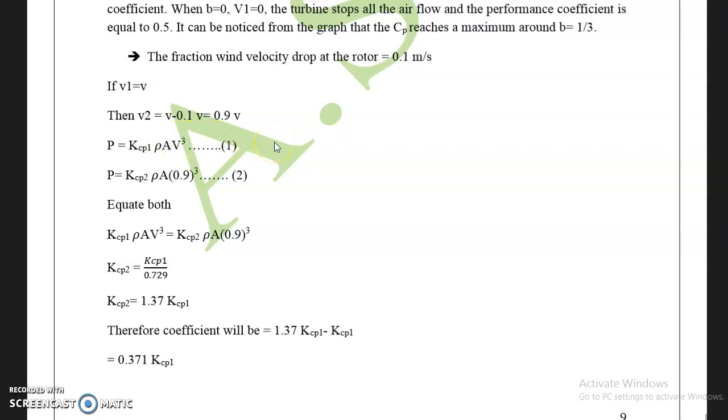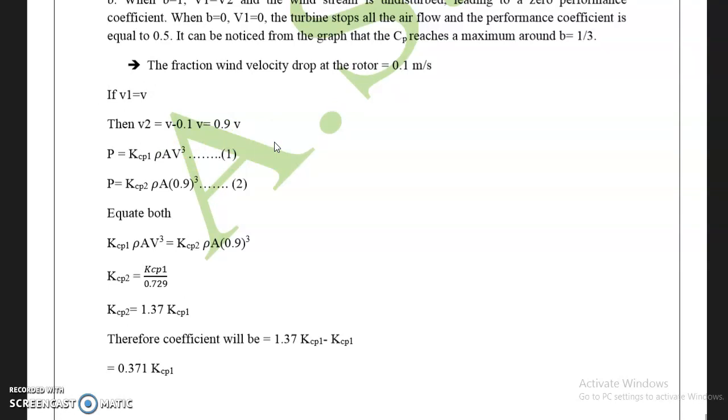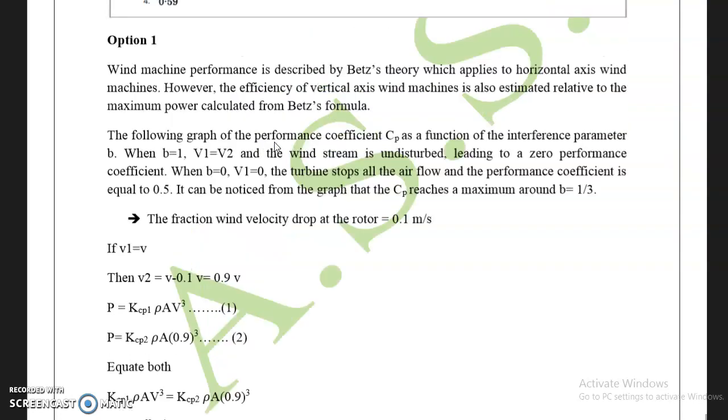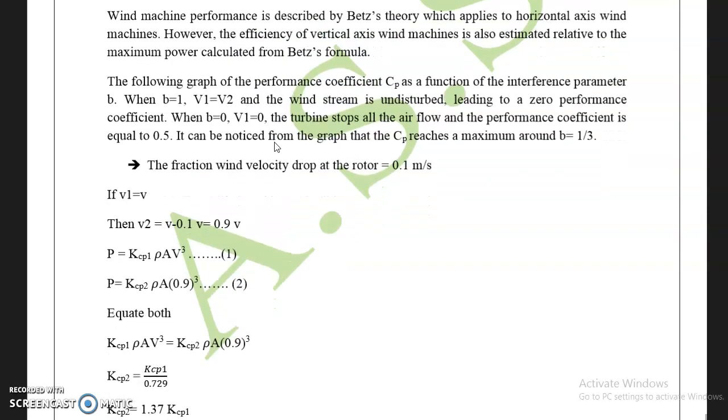Now, for this question, as asked in the question above, drop is 0.1 meter per second. So we have to form two equations. For one equation, we will take velocity as V1, which will be equal to V, and for second, we will take velocity as V2, which is equal to V minus 0.1 V, as the drop is by 0.1.